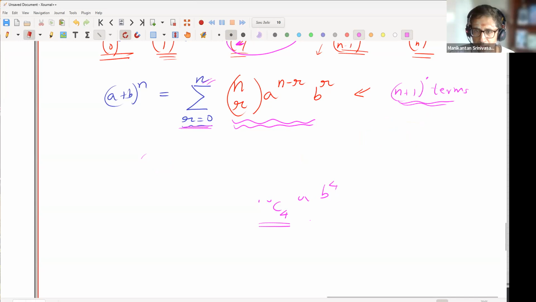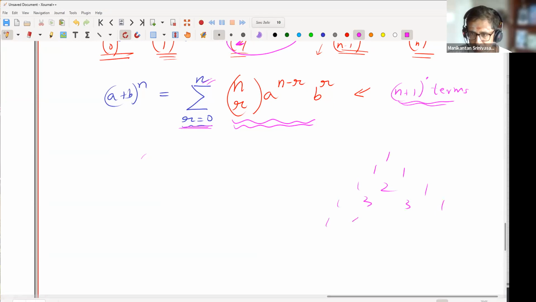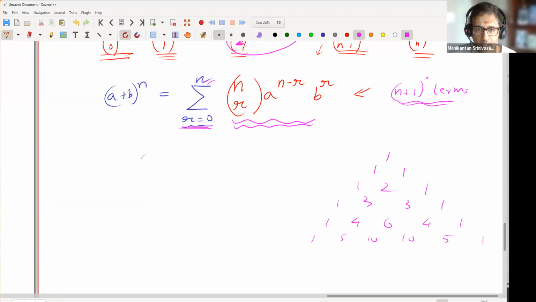Now, you saw the symmetry also in Pascal's triangle: 1, 2, 1; 1, 3, 3, 1. This is a plus b whole cube. The next is a plus b whole power 4, and then the next one would be power 5. So this is a plus b whole power 5, the coefficients of those. Now, it's clear that the coefficients are symmetric from the left hand and the right hand.